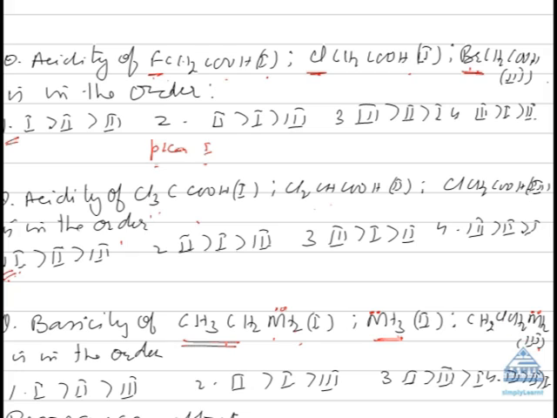In the case of third, chlorine is there. Chlorine is more electronegative than carbon. It will pull electrons from nitrogen and decrease electron density on nitrogen. So the basic character will be least. Hence the answer will be first is greater than second is greater than third.